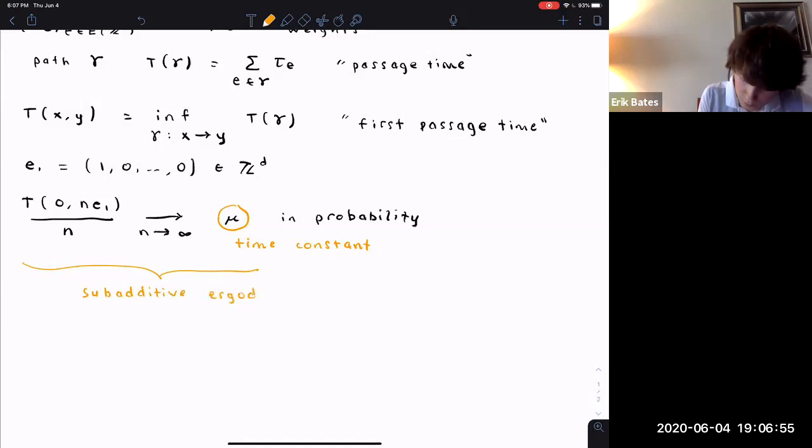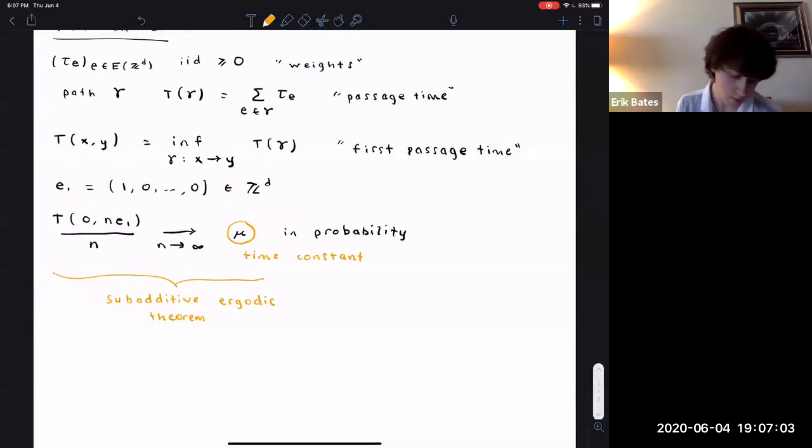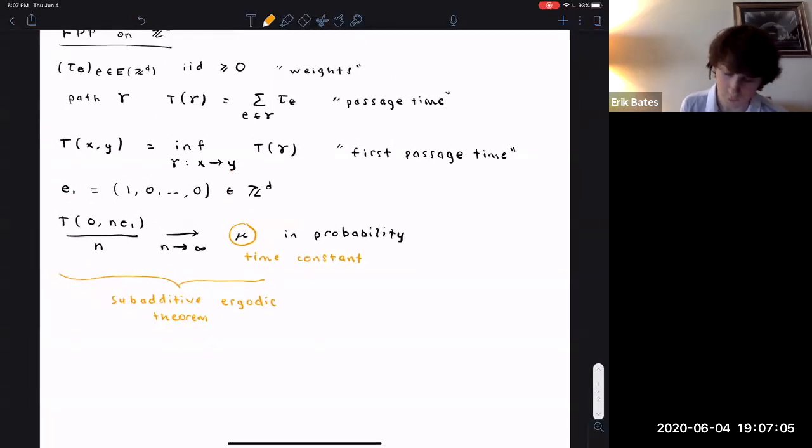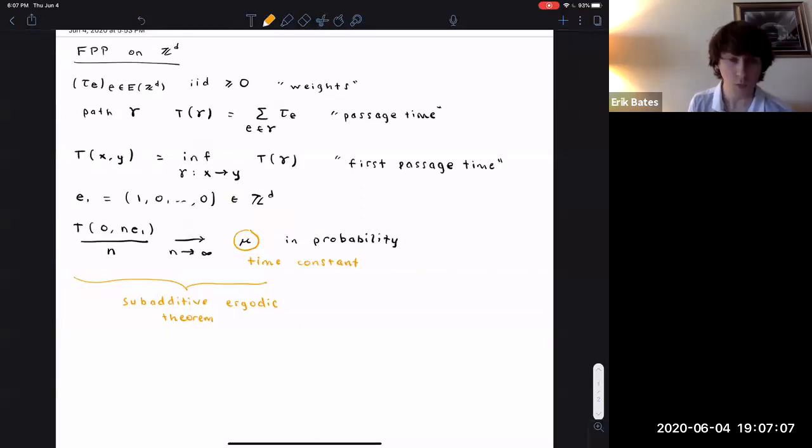And these ergodic theorems play a role in random growth models, getting these first order asymptotics. In this case, we're using the subadditive ergodic theorem because we're looking at first passage times. Okay. So any questions about just this preliminary definition and first result?